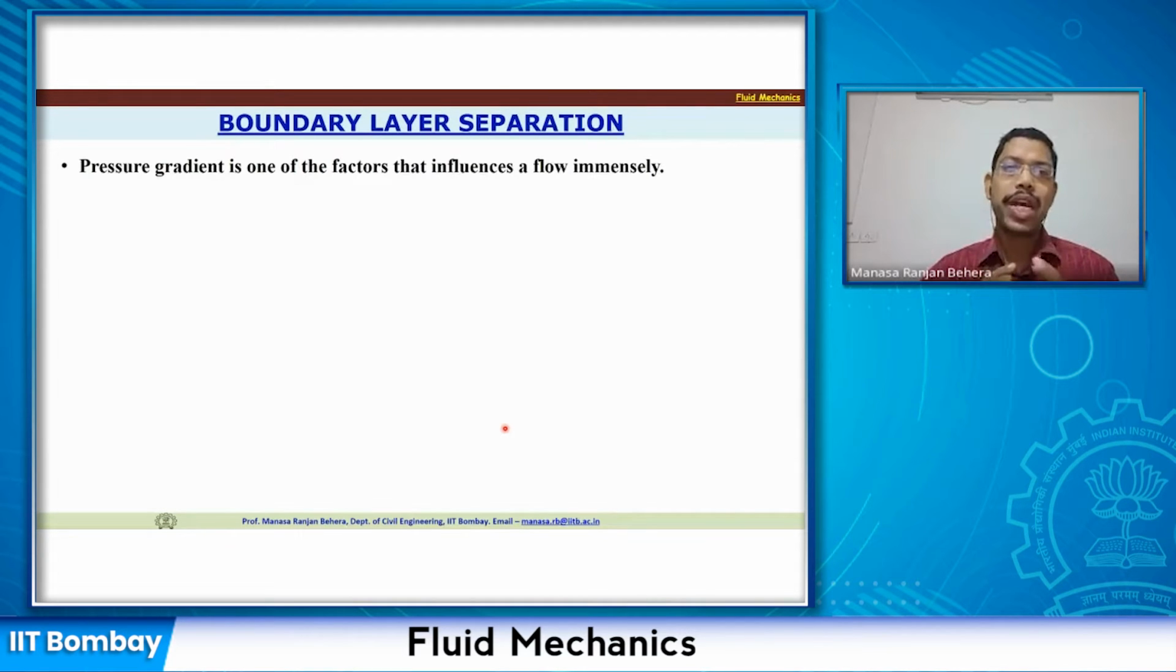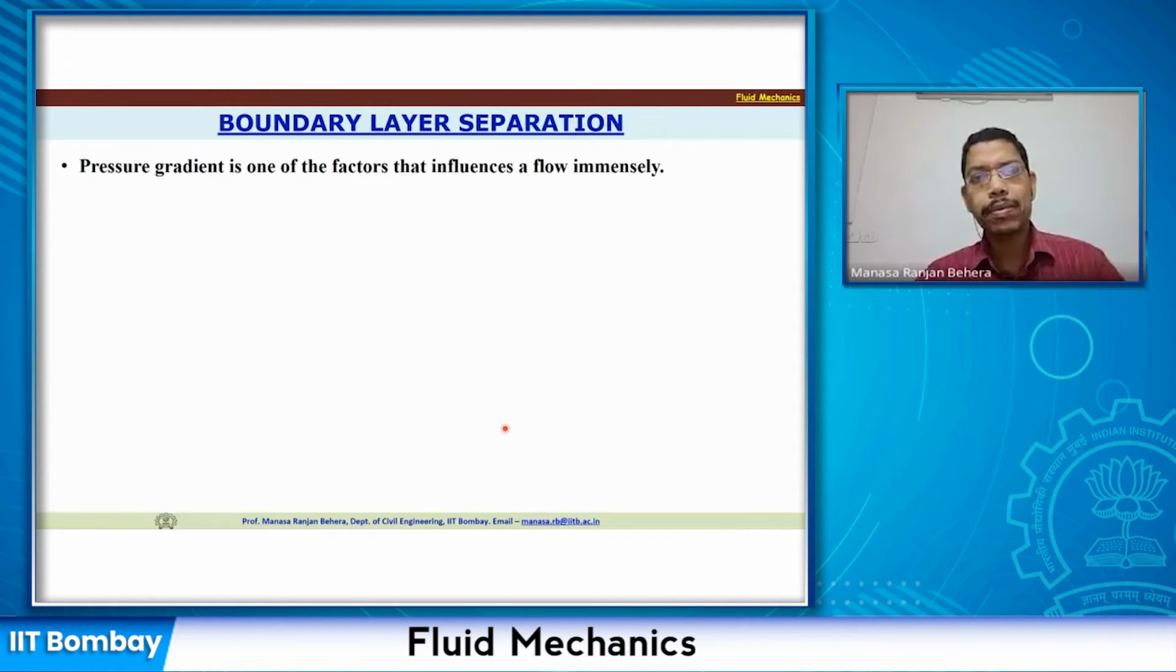Okay. So the pressure gradient we have already seen earlier. We have talked about negative pressure gradient, positive pressure gradient, and we have also discussed the other names. For negative pressure gradient, we said it is a favorable pressure gradient, whereas for positive pressure gradient, we said it's an adverse pressure gradient. So how that also influences the flow and activates the boundary layer separation, that we'll see.